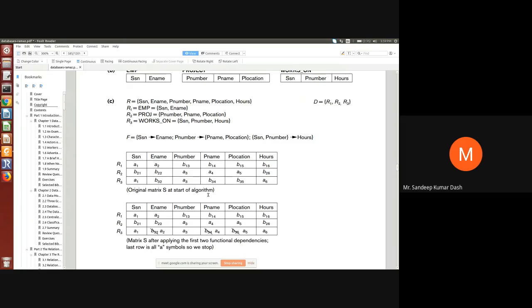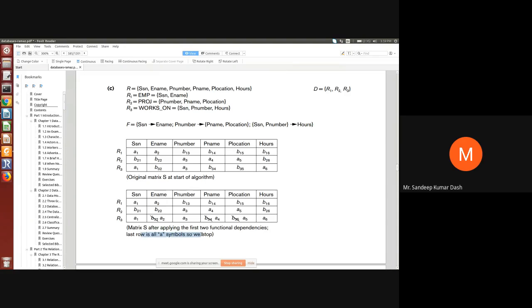Now what to do? I have to try and convert any row into all A. If any row got all A, then we have to stop. So in the first row, I cannot reduce anything to A because it has only two attributes, SSN and ename, and they are linked. SSN is determining ename, so this is fine. A1, A2 is kept, but you cannot reduce this B into A because there is nothing to be referred. These are always referred. Like here, I referred A1 and converted this to A2 by referring R1, because in R1 SSN was determining ename, so SSN can determine ename. So I converted this into A2. So here nothing can be done.